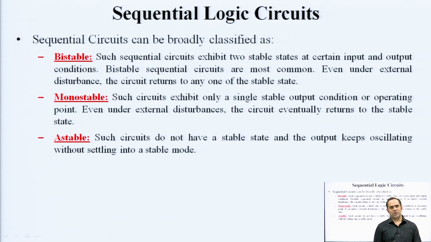One thing is common between bistable and monostable systems. A bistable system has two stable states, a monostable system has one stable state, but if you disturb these systems, by disturbance I mean if you apply a small pulse to trigger the system, it is going to eventually come back to one of the stable states. If it is a bistable system, it is going to come back to 0 or 1. If it is a monostable system, it is going to come back to its stable state, either 0 or 1. An astable system, on the other hand, will not give you any stable output; it keeps on oscillating without settling into a stable mode.